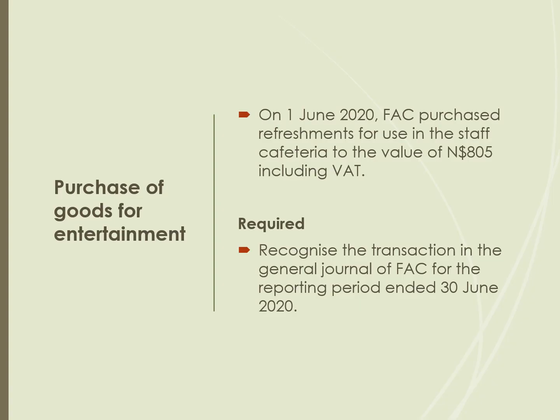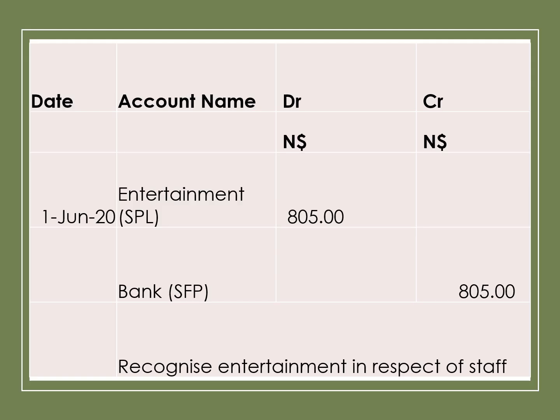The eighth transaction we'll look at is the purchase of goods for entertainment. On 1 June 2020, FAC purchased refreshments for use in the staff cafeteria to the value of 805 Namibian dollars, inclusive of VAT. You are required to recognize the transaction in the General Journal of FAC for the reporting period ended 30 June 2020. The purchase of refreshments on 1 June 2020 will be recorded as follows.